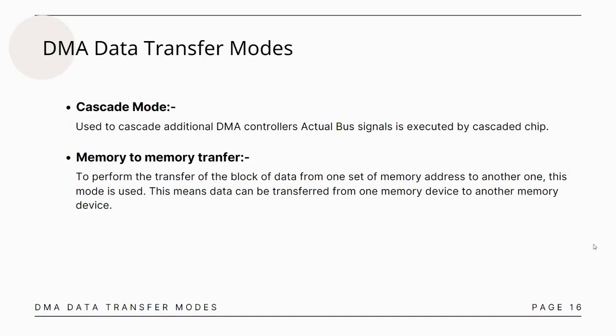Fifth is the memory to memory transfer. To perform the transfer of a block of data from one set of memory addresses to another one, this mode is used. This means data can be transferred from one memory device to another memory device.